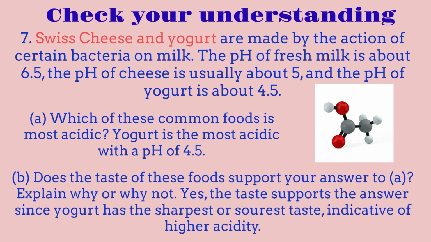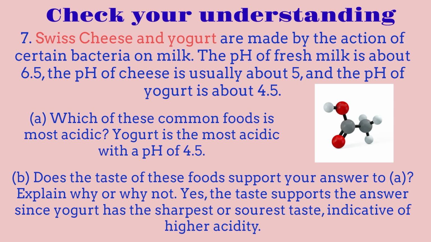For the second part of this question, does the taste of these foods support your answer to question A? Explain why or why not. If you look at all of them, fresh milk is about 6.5. If you were to drink fresh milk, you would taste almost nothing because it has an almost neutral taste. It's almost 7. And for the pH value of cheese, we have 5. You can't really taste anything either because it is pretty close to 7, so it's going to have a relatively neutral taste as well.